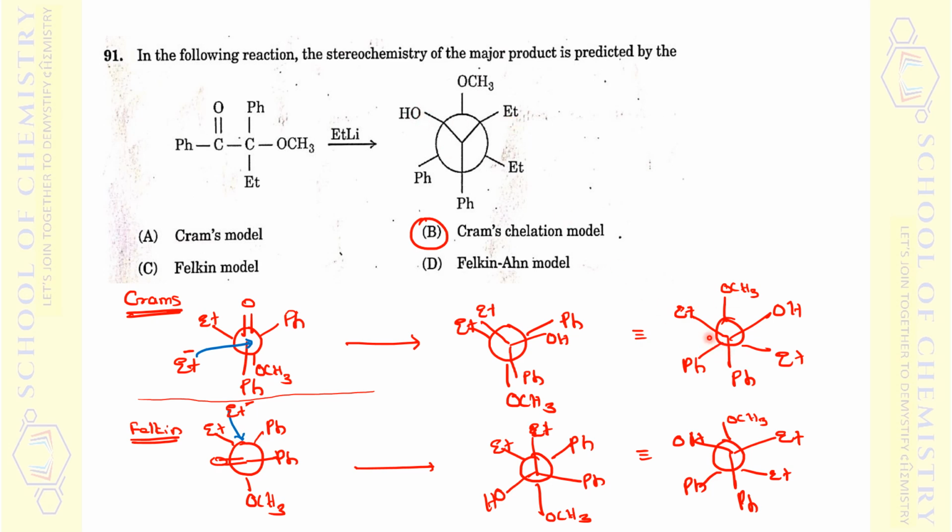So now if you compare these two, for OCH3, on this side they have OH and this side they have Et, but according to Cram's model, the product should be like this. Et should be here, and OH should be this.